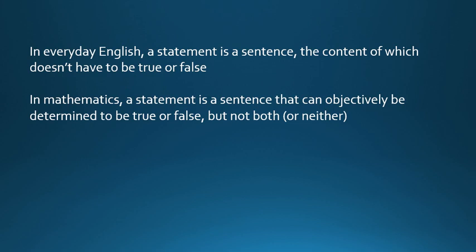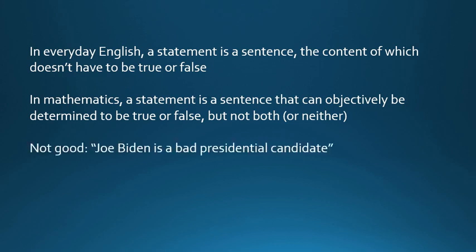Some examples of bad statements, things we don't want to work with in the world of mathematics. An example is, Joe Biden is a bad presidential candidate. That is a very subjective sentence that is all based on your personal political views. An example of a sentence that we would want to work with would be, the wall is painted solid blue. You look at a wall, it's either painted completely blue or it's not. Objectively true or false, no question that can be raised.